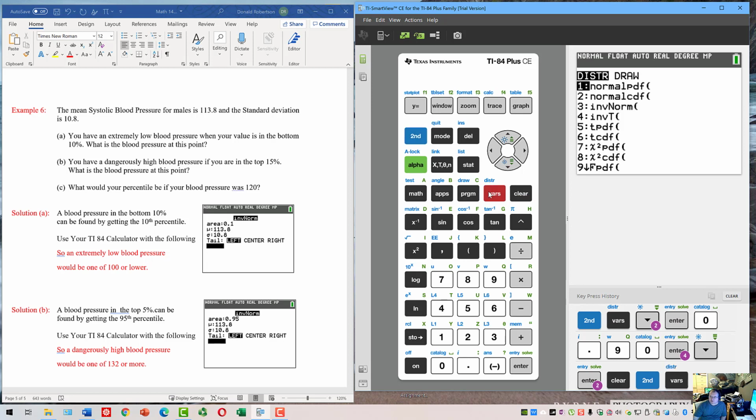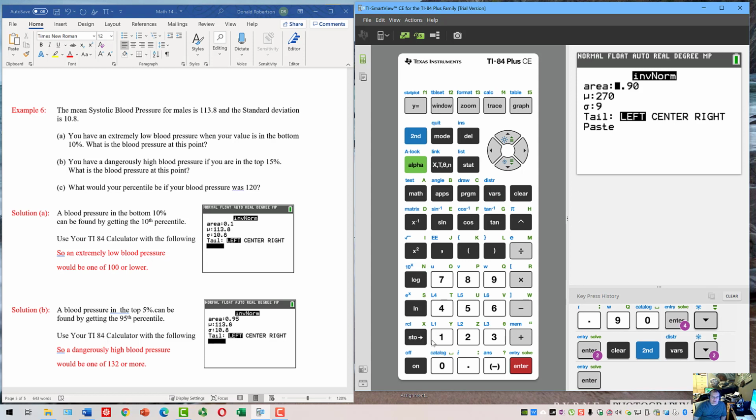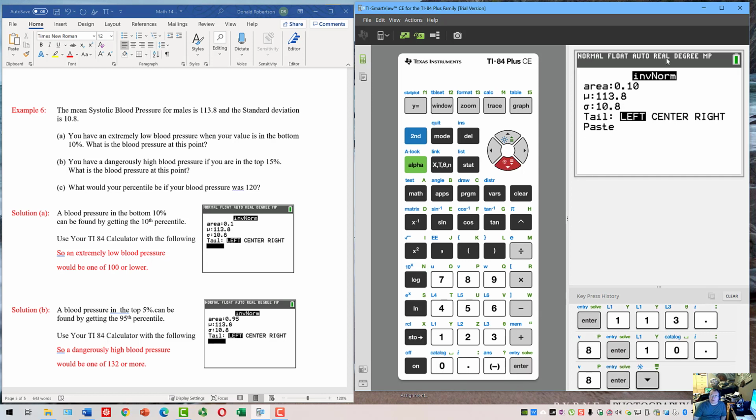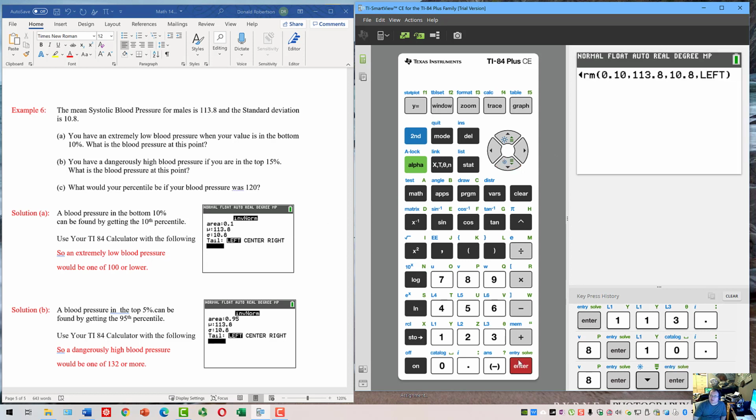So second distribution. Go to number 3, inverse norm. Now I want to be in the 10th percentile, so 0.10. The blood pressure has an average of 113.8, check. The standard deviation is 10.8, check. Leave that guy alone and go to paste. So this one matches the screen grab, that's good. Enter, enter, and I've rounded it off, but it's pretty much 100.